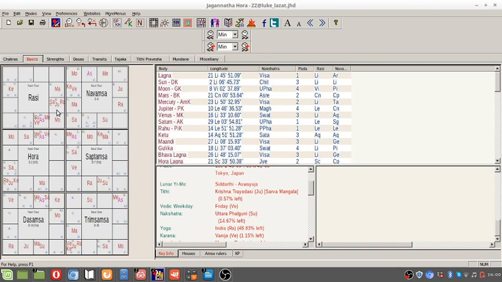Another, the 11th Lord is conjunct to the 1st Lord. So this shows rather more an inspiration for fulfilling one's desire, getting recognized by the society, and so on.